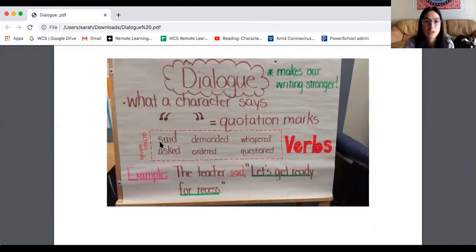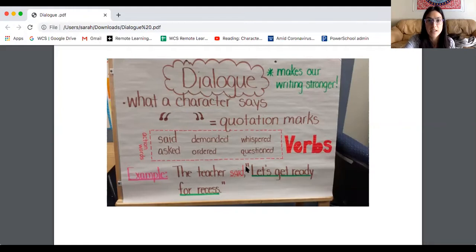I can use words like said, or whispered, or questioned, or asked. And then I put these two little marks. They look like commas floating in the sky. These are quotations after I have my action word. So for example, I could say, the teacher said, "Let's get ready for recess."